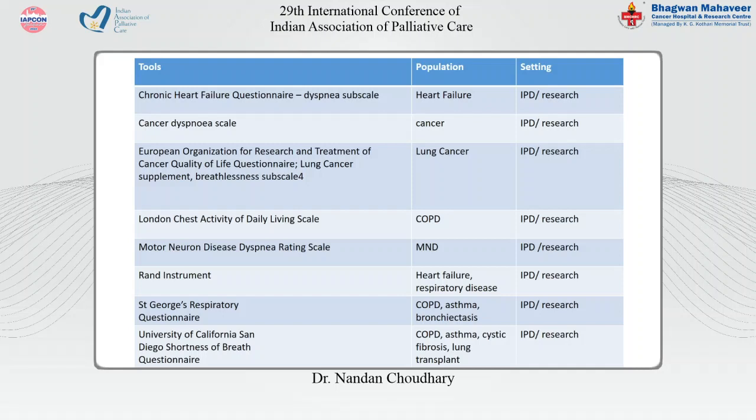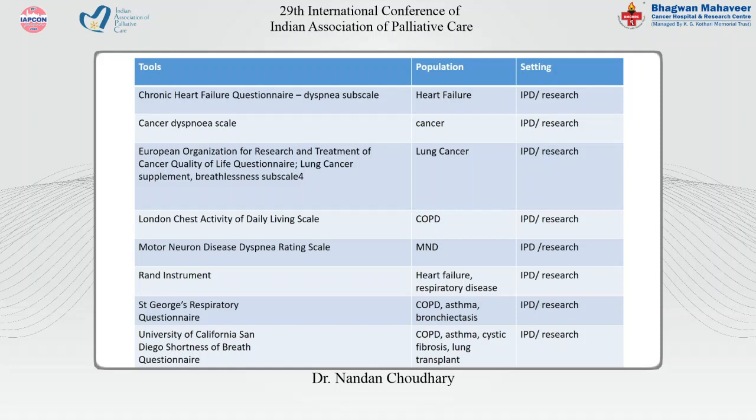This slide shows the various tools which can be used for IPD or research purposes. I have mentioned IPD or research purposes because these tools can take some time and also need some kind of expertise while using them. For heart failure, we can use the Chronic Heart Failure Questionnaire, dyspnea subscale. For cancer patients, we can use the Cancer Dyspnea Scale. For lung cancer patients specifically, we can use the European Organization for Research and Treatment of Cancer Quality of Life Questionnaire, lung cancer supplement, breathlessness subscale 4.